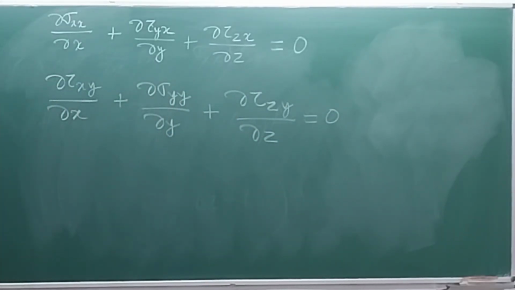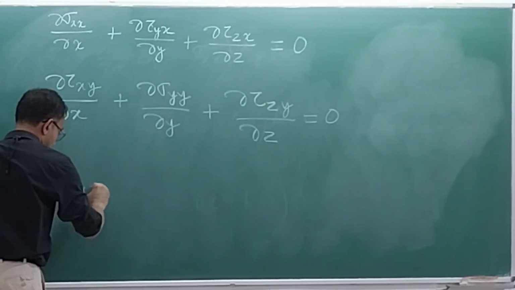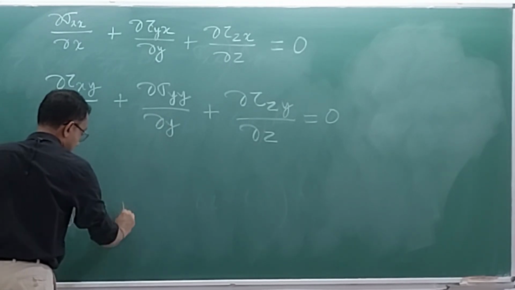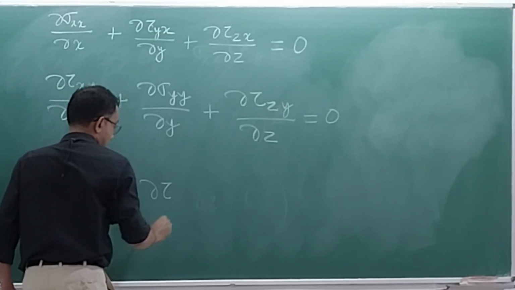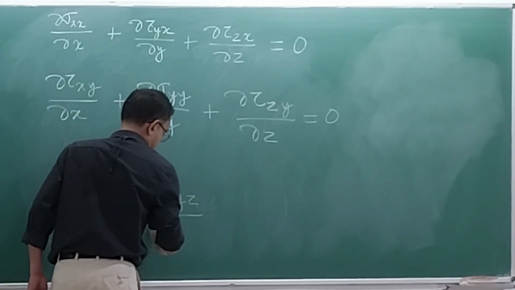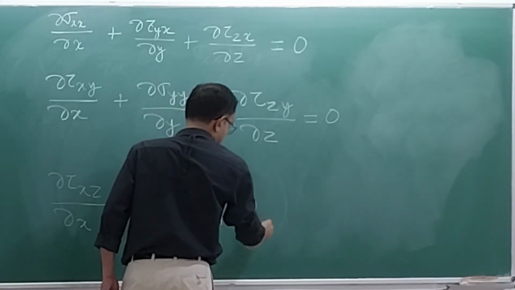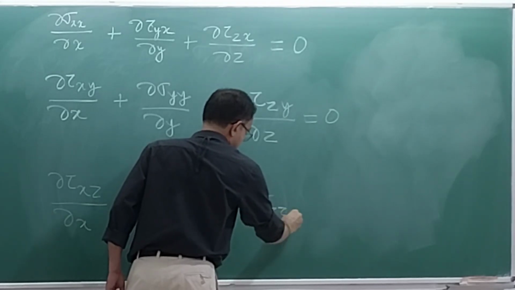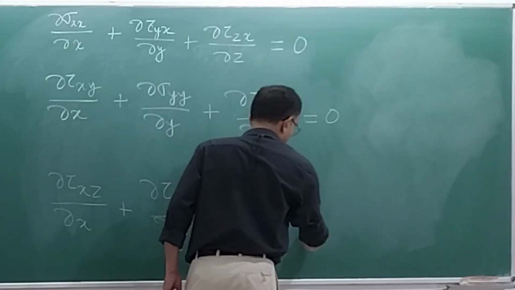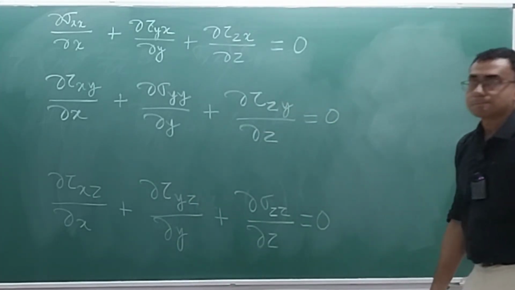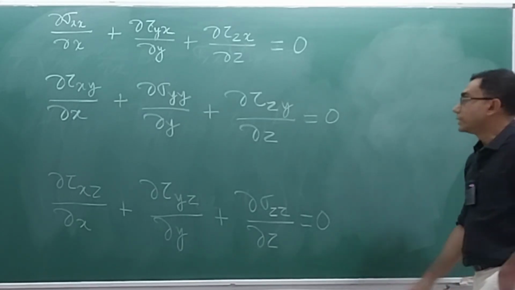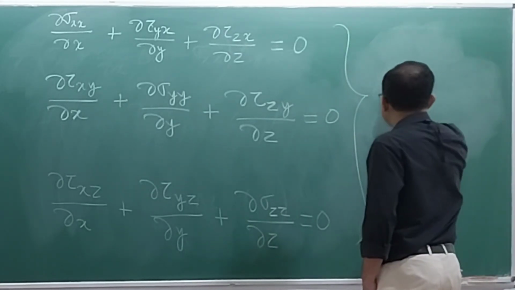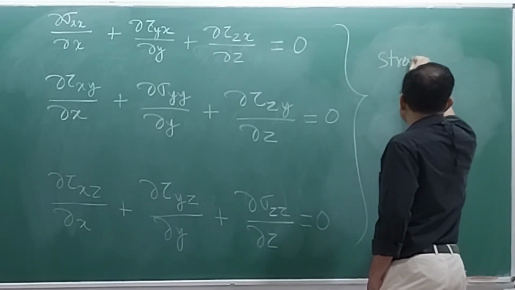And finally, for the force balance in the z direction, what are we going to get? Del tau xz, very good, del x plus del tau yz, very good, plus del sigma zz del z equal to 0. That's it. So these three equations together, they are referred to as the stress equilibrium equations.